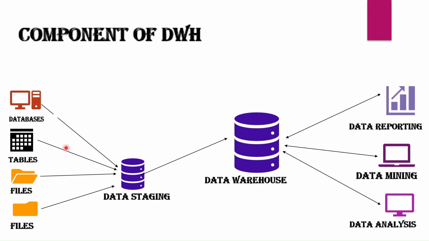the staging area first. From the staging area only, the data will be loaded to the data warehouse. When we see this staging area, it is one temporary storage only. Here the data is extracted, then transformation will be done here, then loading into the target, that is our data warehouse.